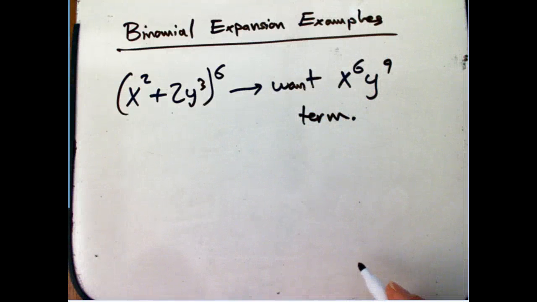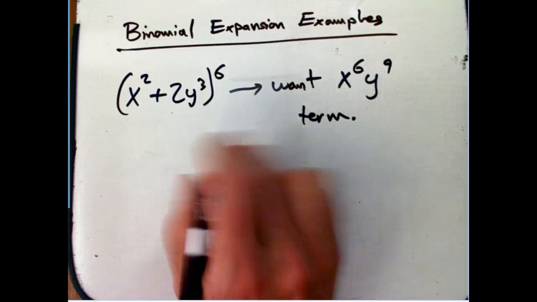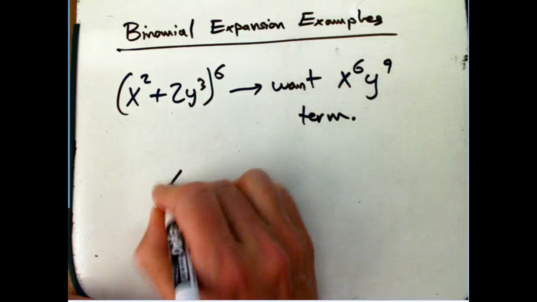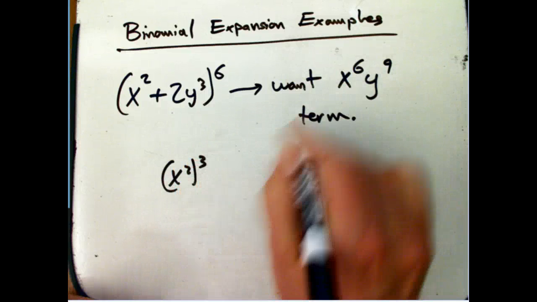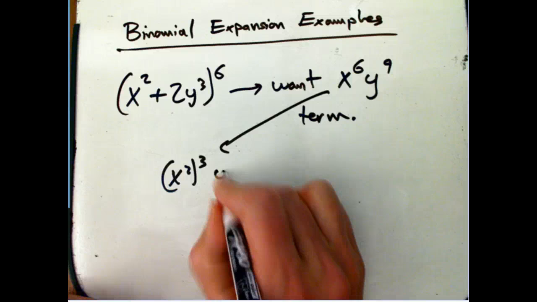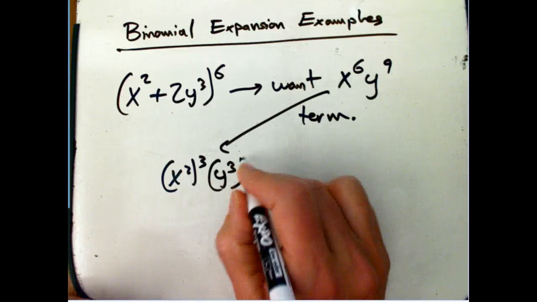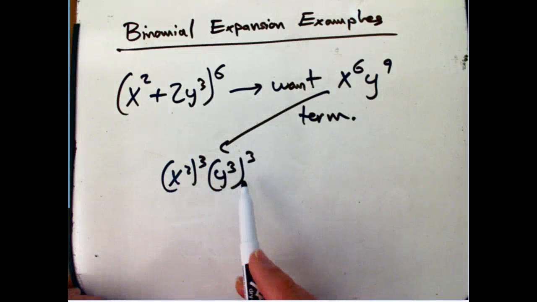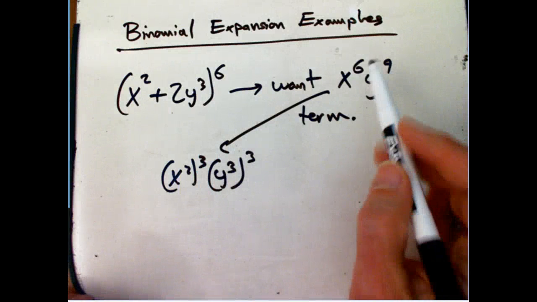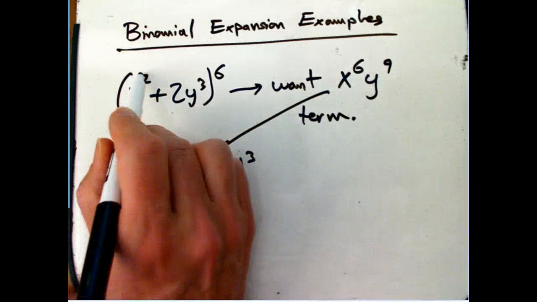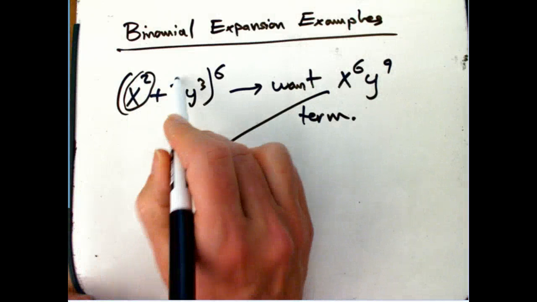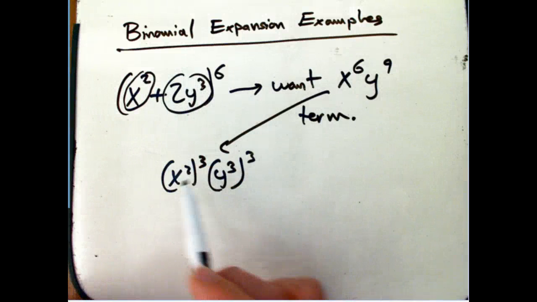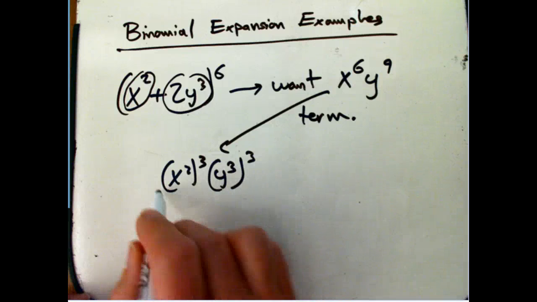Okay. That's interesting. 6 plus 9 is not equal to 6. Well, the deal here is that x to the 6th is x squared cubed, and y to the 9th is y cubed cubed. 3 plus 3 is equal to 6, so we really will get some term like this. So you just got to make sure that you're taking into account the fact that this is not just x, that's not just y. These exponents are now contributing to the overall exponents. So let's do it a little more carefully.